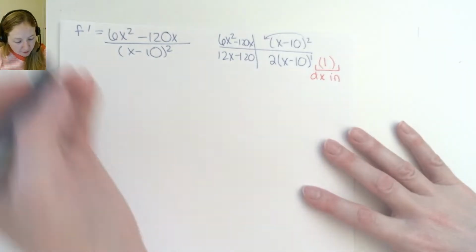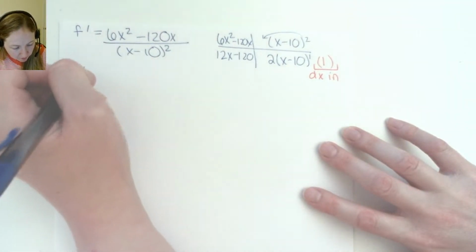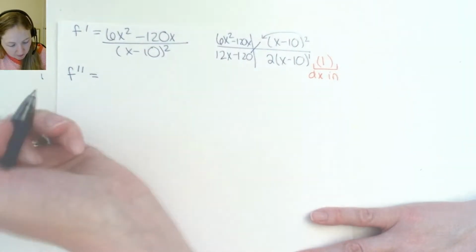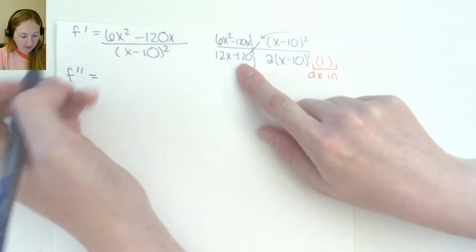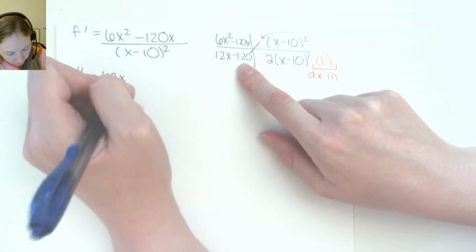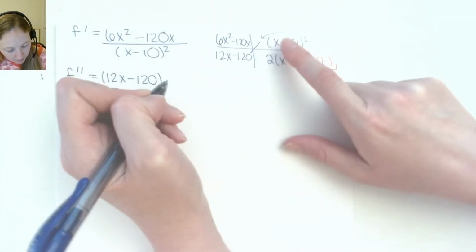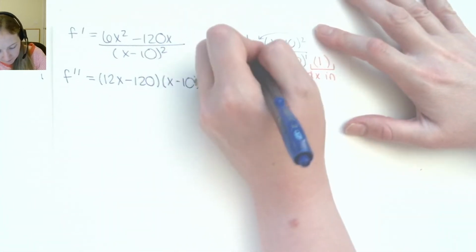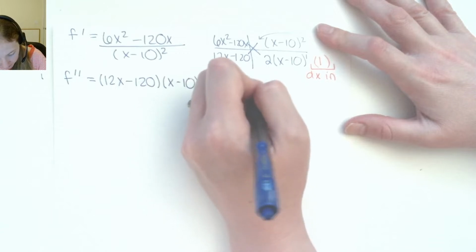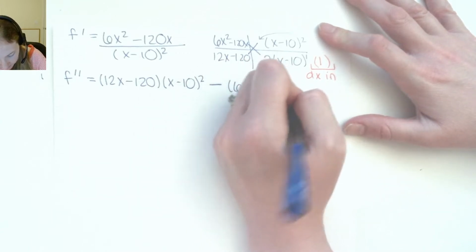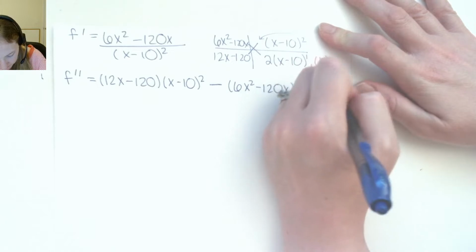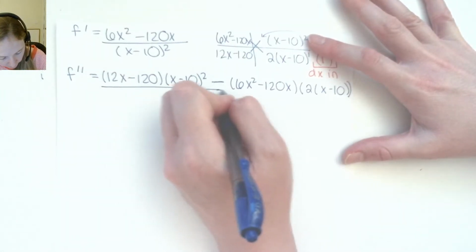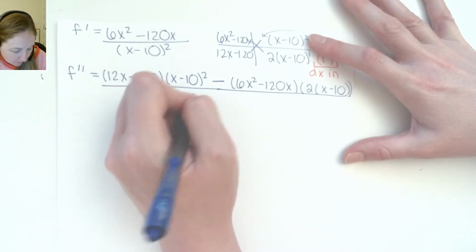All right, so what we're going to do is plug into the quotient rule. That is now going to be our second derivative. So we have parentheses needed because we have two terms here. So 12x minus 120 and then times the x minus 10 squared minus, and then this diagonal, 6x squared minus 120x times 2 times x minus 10, and then all over the bottom squared.